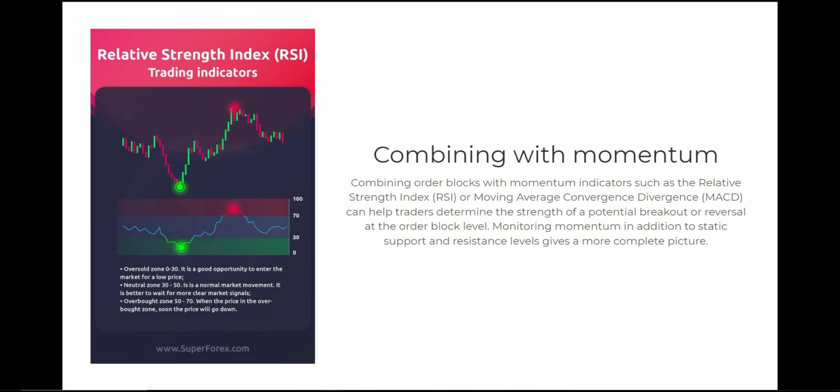Now, you can use indicators to help you, like RSI and many other indicators, for oversold and overbought areas. Combining order blocks with momentum indicators such as RSI and moving averages can help traders determine the strength of a potential breakout or reversal at the order block level. Monitoring momentum in addition to strategic support and resistance levels gives a more complete picture.